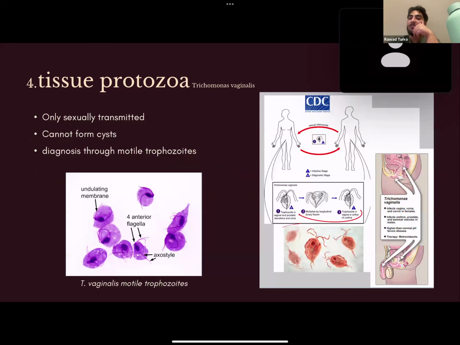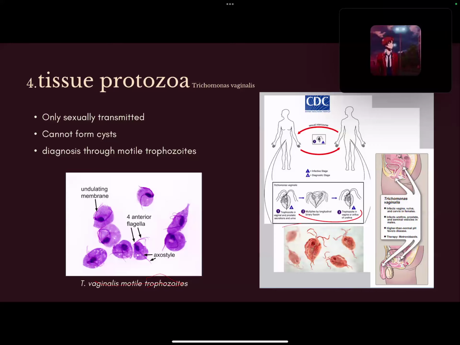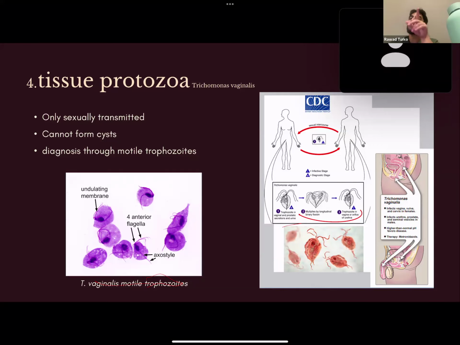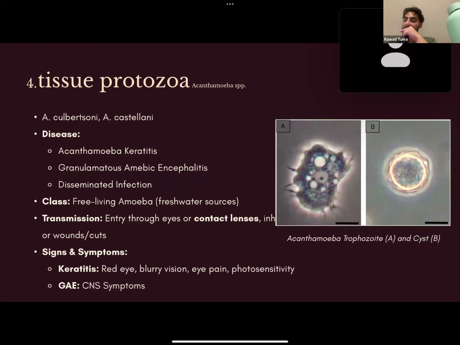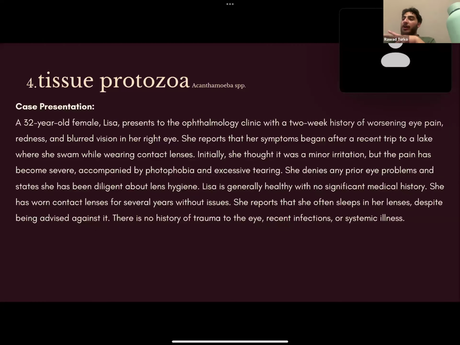This is the first one. This is the picture of Trichomonas vaginalis. Actually, Yasser, these are the trophozoites. It only has trophozoites, right? Yes. Motile trophozoites, obviously. But again, they are flagellates.